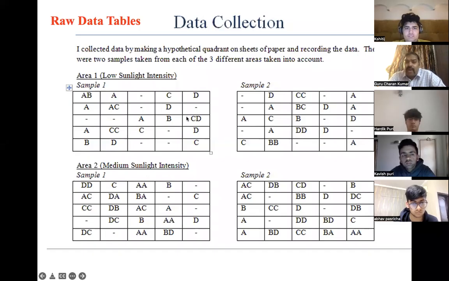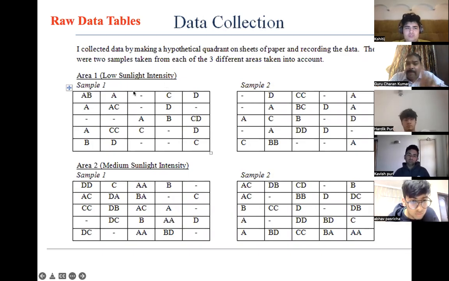So team leaders, others, please note, for this particular Simpson diversity, students have done 2 areas. Children, please note, these students have done 4 trials in low sunlight intensity and 4 trials in high sunlight intensity. Then he compared them and found out in which area the plant has more diversity. Is it in low or high sunlight?